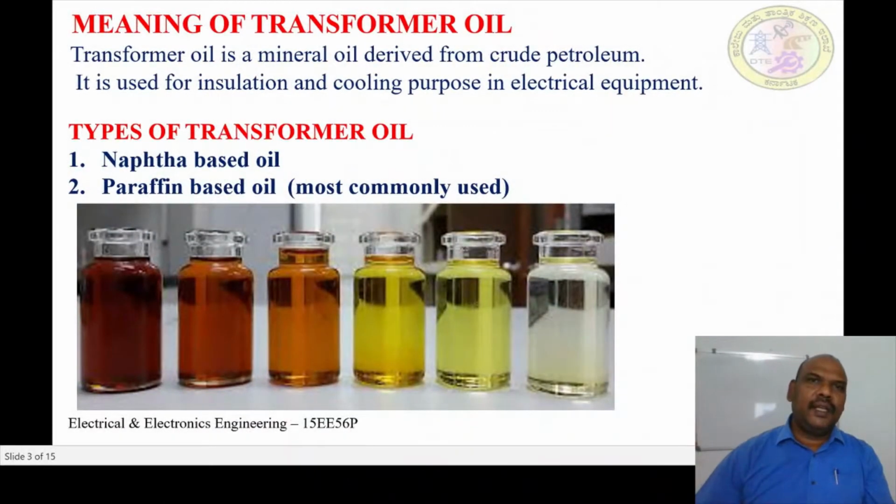Below you can see the various colors at various stages of transformer oil. Initially you can see it is colorless and it is odorless. As the time goes by, you can see the color changes from pale yellow to dark brown like this. So this is the stage at which the transformer oil has to be tested for its fitness.